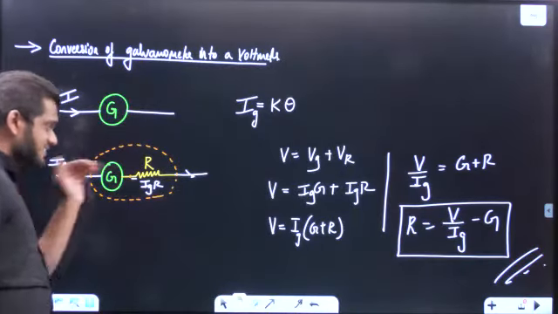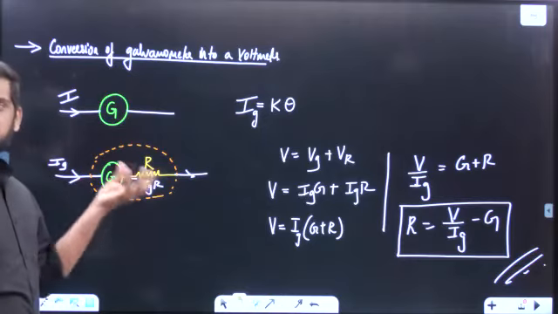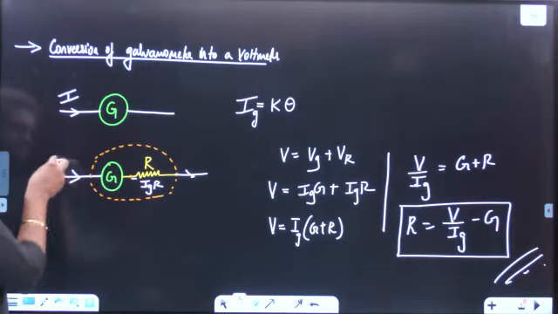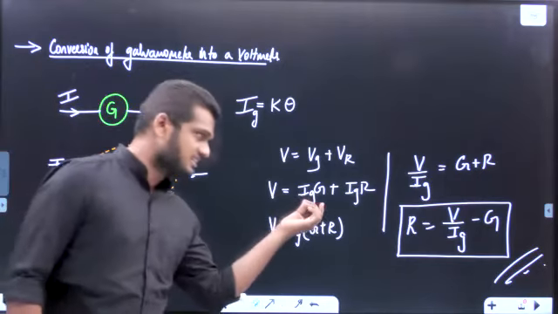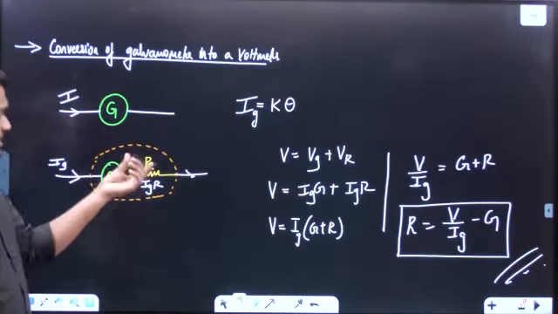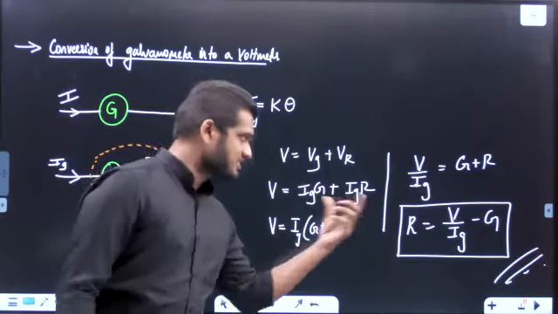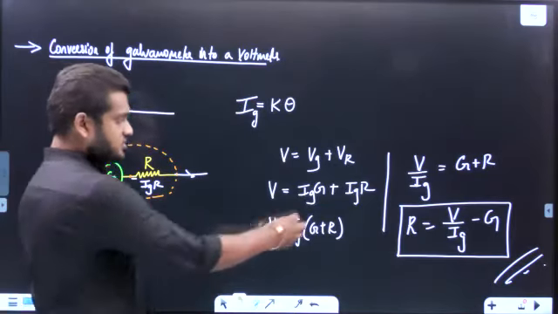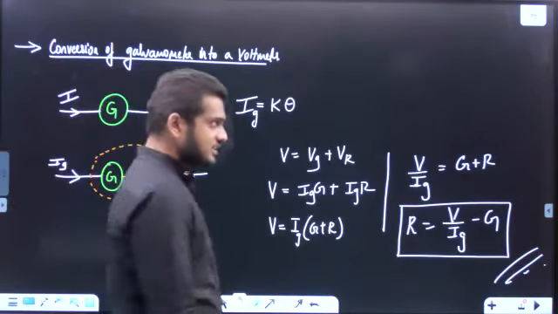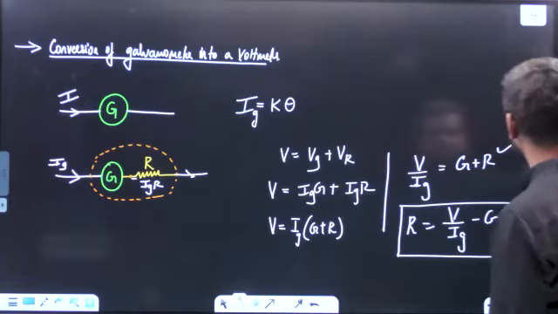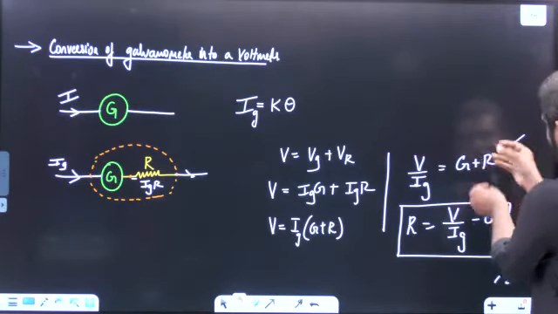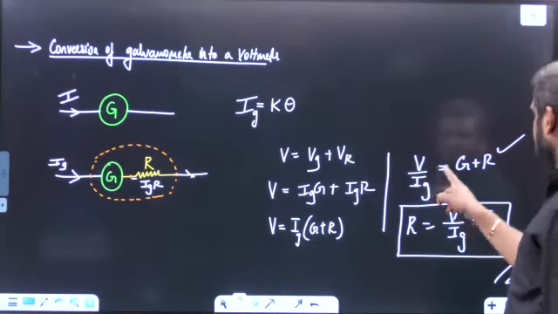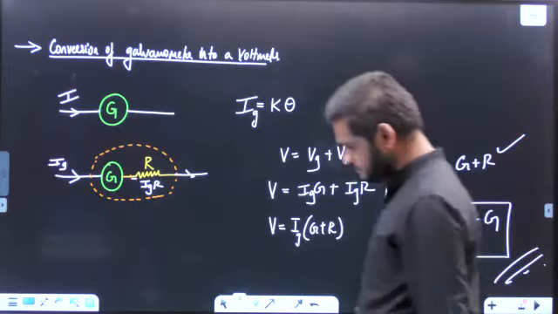Since G and R are in series, current flowing through G and R will be the same. So voltage across galvanometer will be current into resistance of the galvanometer, that is Ig into G. Voltage across resistor will be current into resistance of the resistor, that is Ig into R. Take Ig common, shift Ig to the left hand side. What you wanted is the value of resistance that you are supposed to connect. So keep it on one side, send G to the other side. If you send G to the other side, it will be V by Ig minus G is equal to R.